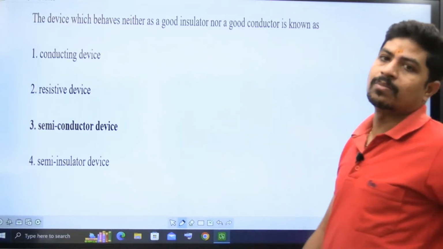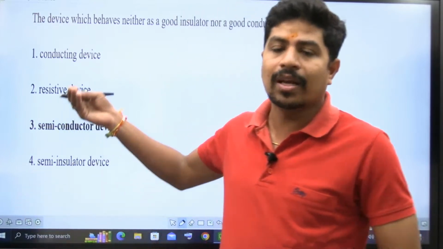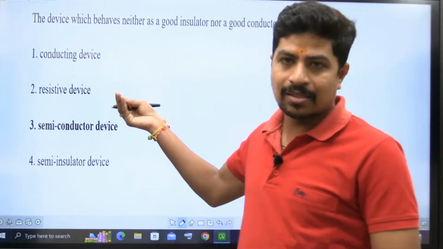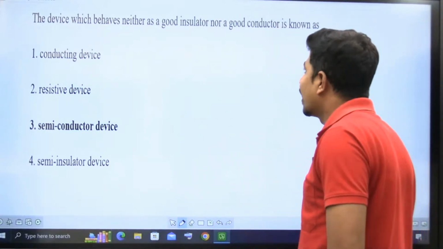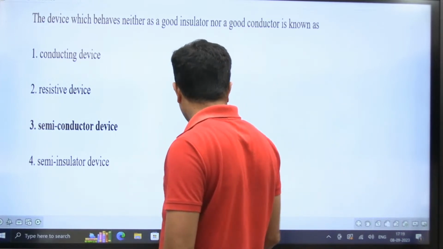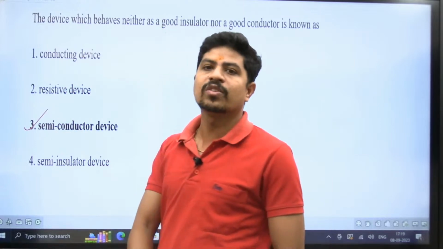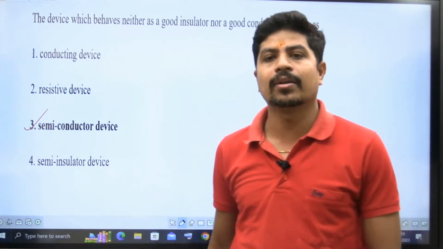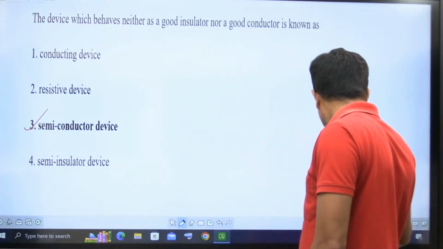The very first question is from semiconductors, or I can say from electronics. A simple question. Even an intermediate student can answer this type of question. The first question is: the device which behaves neither as a good insulator nor a good conductor is known as? Yeah, very simple. It is semiconductor. It's not a good conductor, not a good insulator, right? Semiconductor. Let's go to the next question.